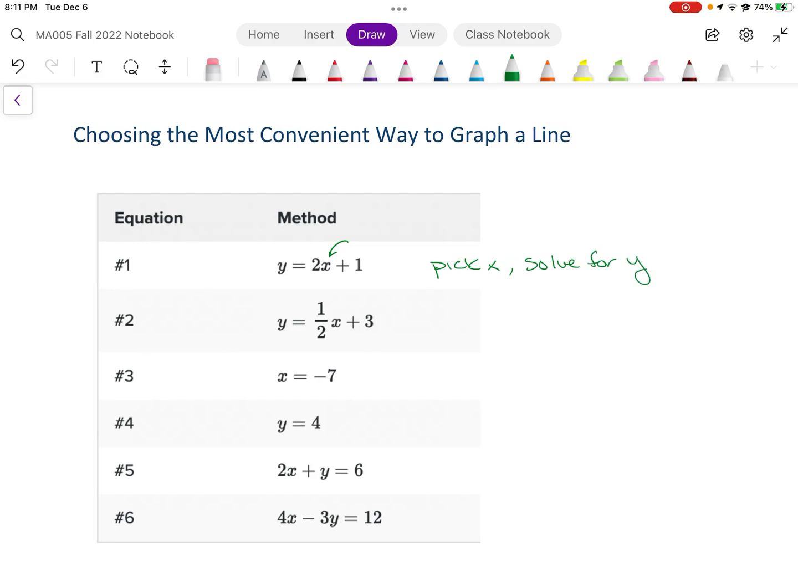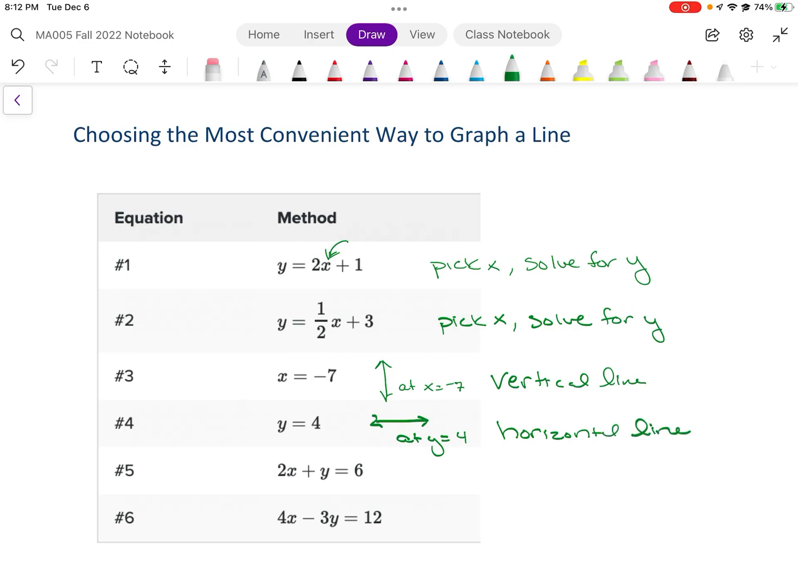And really all you have to do is evaluate, because you're just plugging in a number, multiplying times 2 and adding 1. Okay, so if it's equal to y, it's going to be really easy to just pick an x. Okay, so pick a point. So same thing here, pick x, solve for y, and you'll have a point. All right, the next one, x equals -7. This is going to be a vertical line at x equals -7. Vertical. Y equals 4 is going to be a horizontal line at y equals 4. That's a horizontal line.